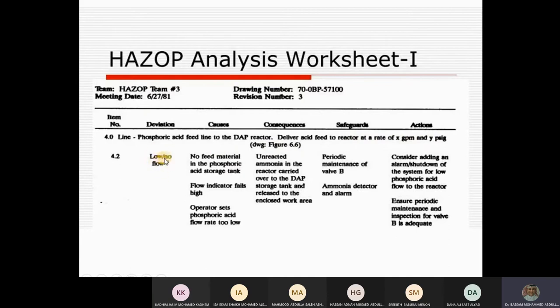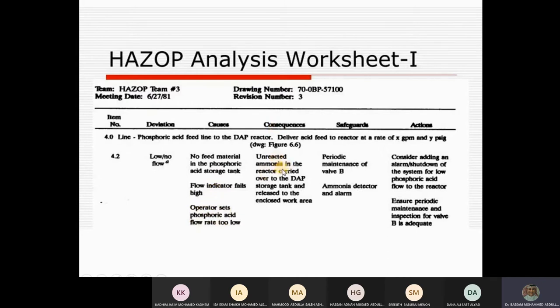The flow: either we have less flow or no flow of phosphoric acid. So there's no feed material in the phosphoric acid tank. And this means the causes, another cause of why this is happening, why you have no phosphoric acid, no feed material, that means we don't have any input. My storage that I'm using to have phosphoric acid is empty. My flow indicator is not working, it's high. The operator sets phosphoric acid too low by mistake.